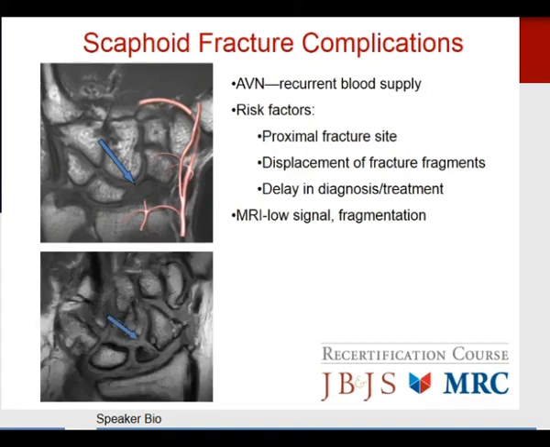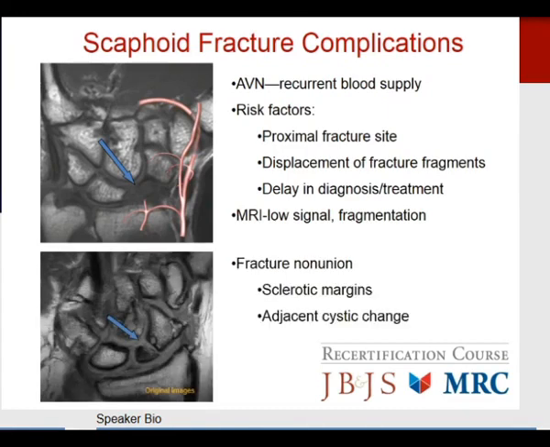Signs of fracture non-union is when we see no evidence of bridging trabeculae. Oftentimes we'll see sclerotic margins on either side of the fracture with adjacent cystic change, and these are MR imaging findings consistent with fracture non-union or fracture malunion. If you look at the radioscaphoid joint near the radial styloid, you'll see that there's early secondary osteoarthritis developing with chondral loss and marginal spurring.